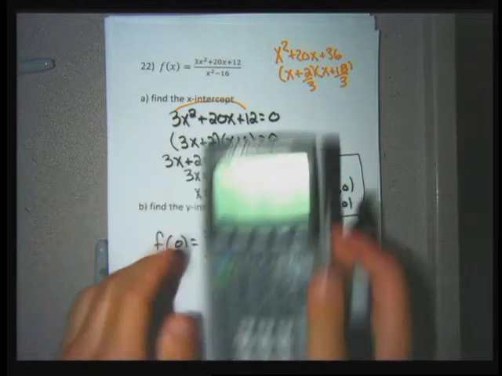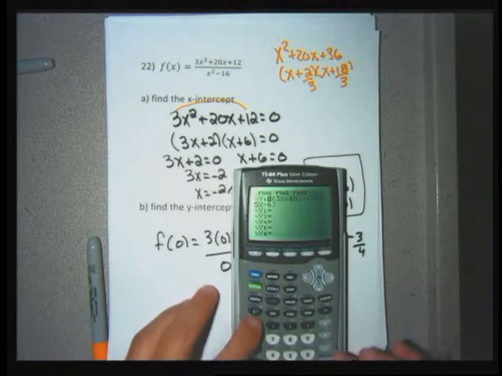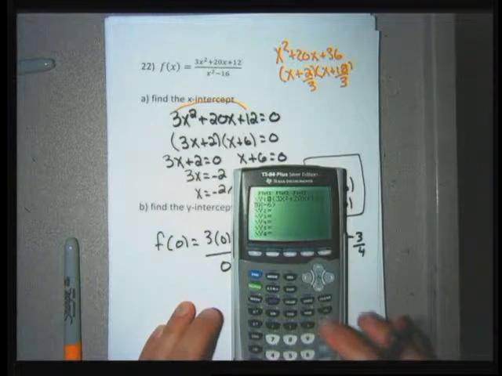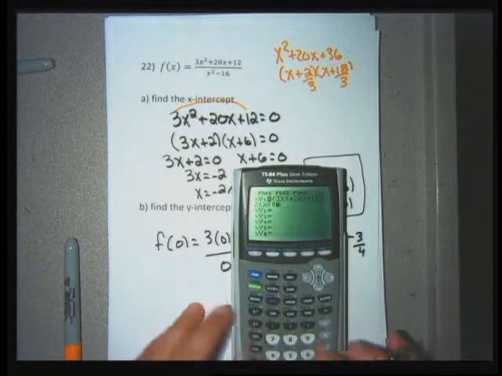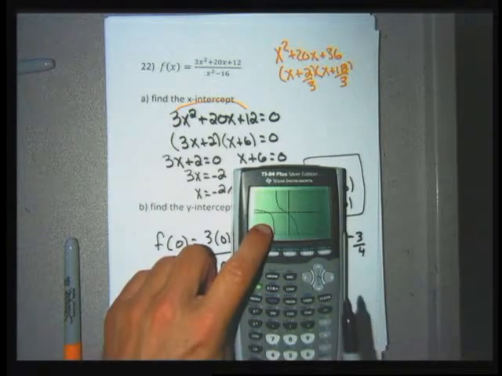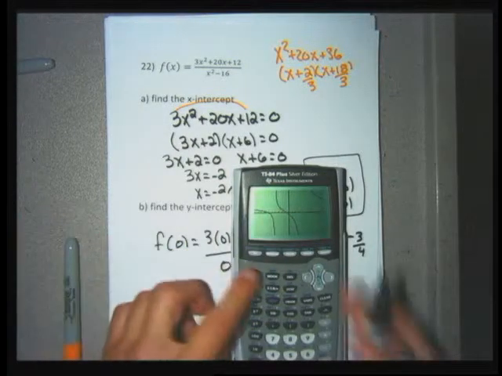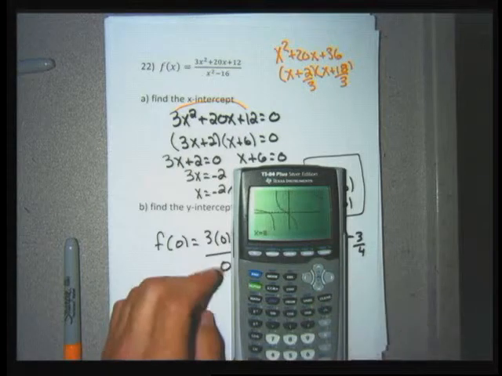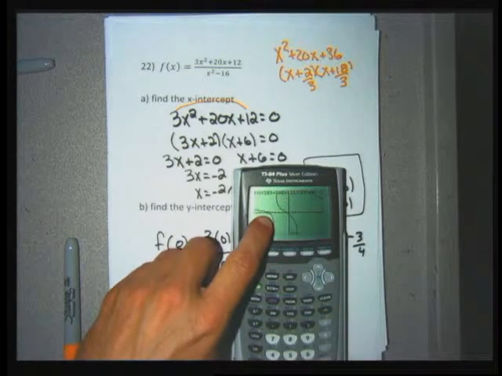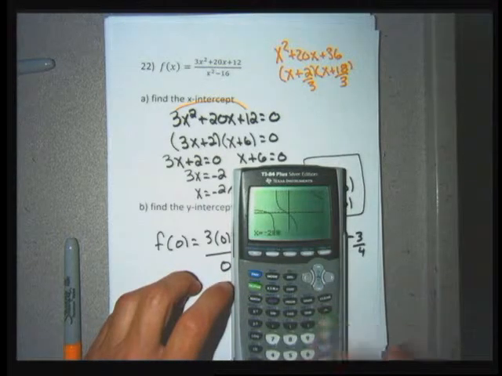Easy enough to check. So I'll do y equals parentheses 3x squared plus 20x plus 12 divided by parentheses x squared minus 16. Graph it. Check each of the x-intercepts. There's the x-intercept at negative 6. The x-intercept at negative 2/3 is there. And if I do second calc value, type in negative 6, it's going to show that x-intercept at the point negative 6, 0.